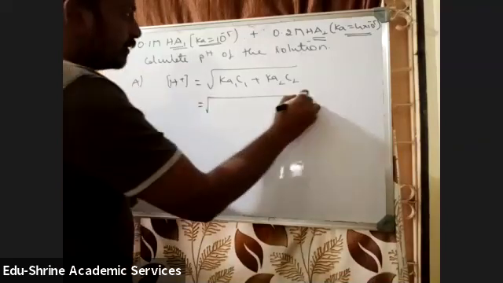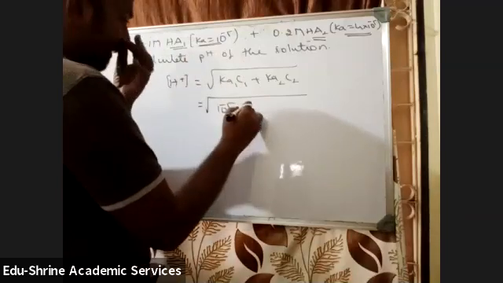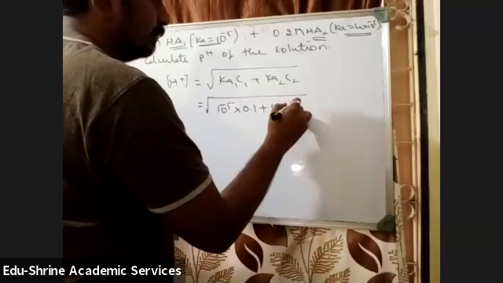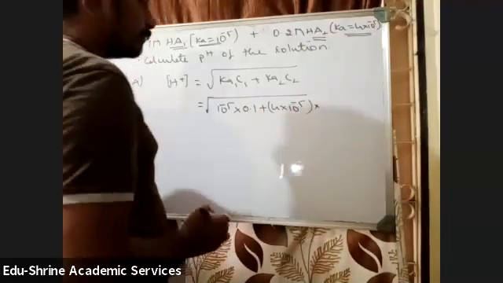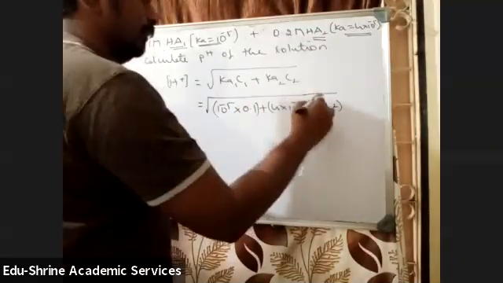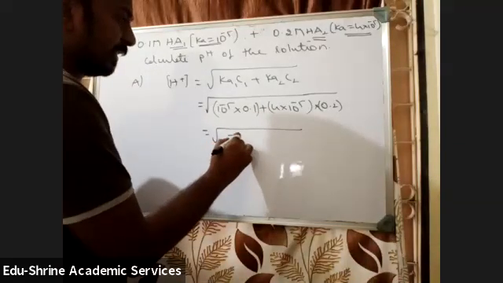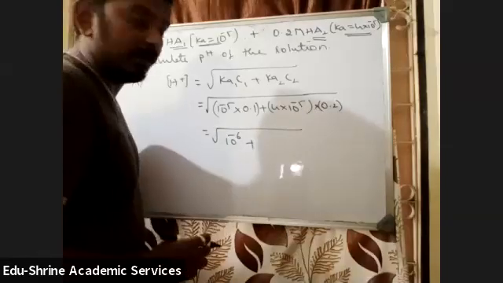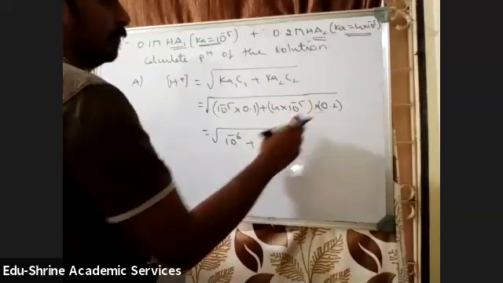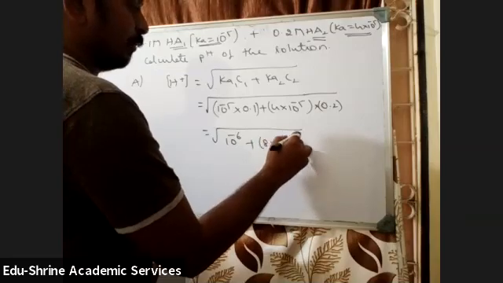So substitute the values. Ka1 is 10 power minus 5 for the first acid, and the concentration of the first acid is 0.1. Ka2 is 4 into 10 power minus 5, into concentration 0.2. So simplify this. How much will you get? This is 10 power minus 6 plus 4 into 0.2, which is 0.8, or you can write it as 8 into 10 power minus 7. So it becomes 9 into 10 power minus 6.